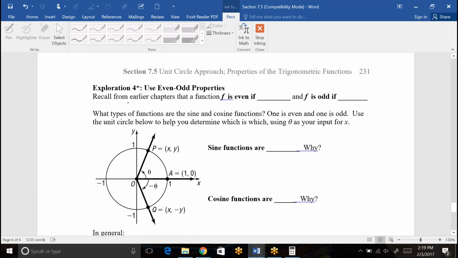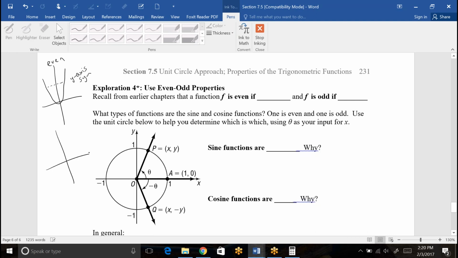Okay, and then this is the last page for this section, using even odd properties. This says recall from earlier chapters. If you haven't taken 136, which hopefully everyone has, that's what they're referencing. They're referencing that functions are even when they look like this. In other words, they have y-axis symmetry. This is an even function.